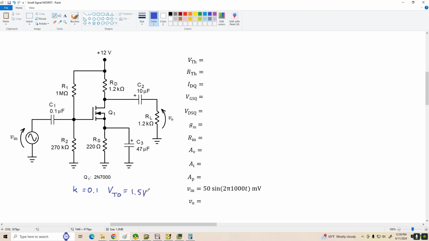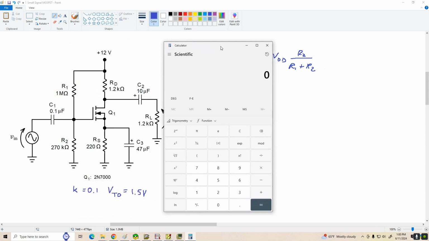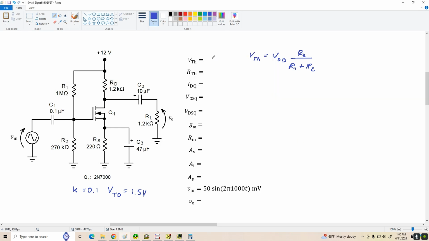Let's start by finding VTH. All right, so VTH, as usual, equals VDD times R2 over R1 plus R2, and we get 270 divided by 1270 times 12 volts gives us a VTH of about 2.55 volts. Okay, so let's write that here, 2.55 volts.